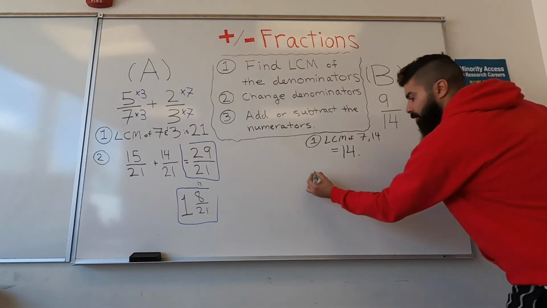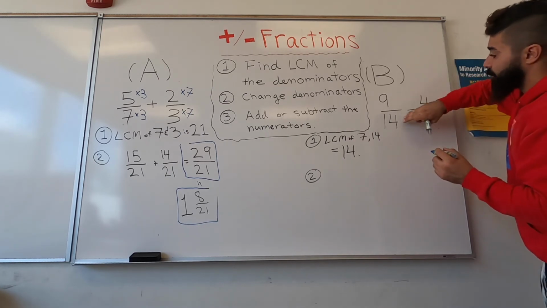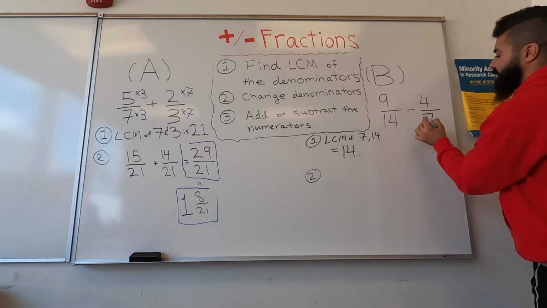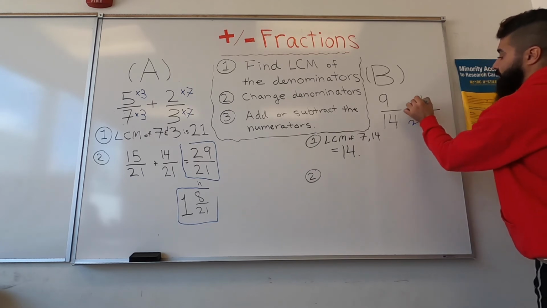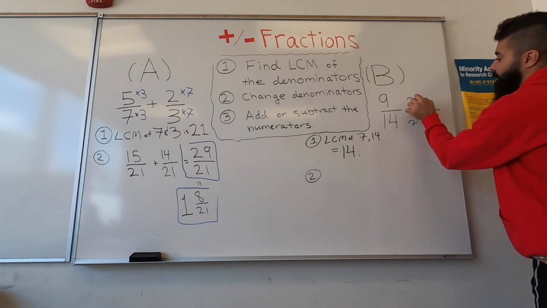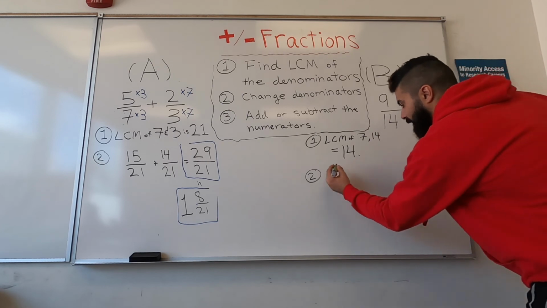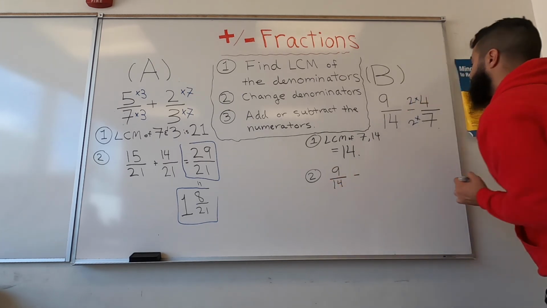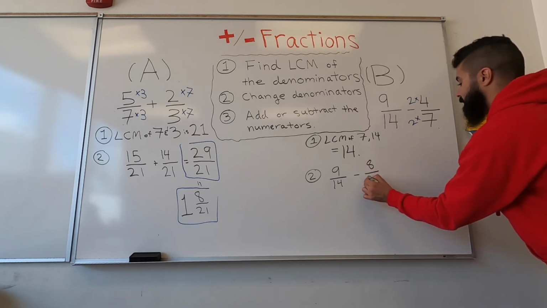So our step 2, you get 9 over 14 you leave alone because the bottom's already 14. 4 over 7. 7 gets multiplied by 2, so you have to be equal 14, and then you got to multiply the top by 2. And then we are left with the same first fraction, 9/14, minus 2 times 4 is 8 over 14.